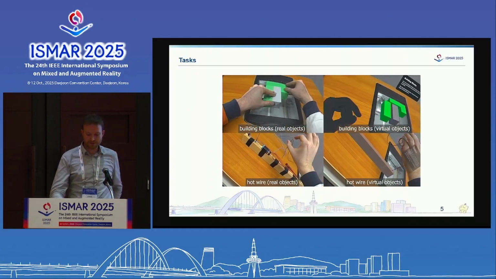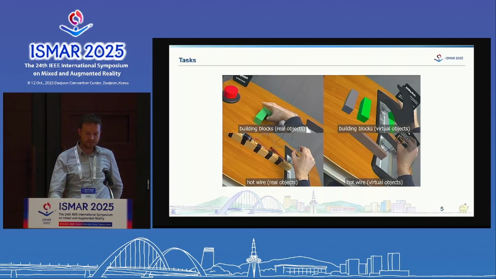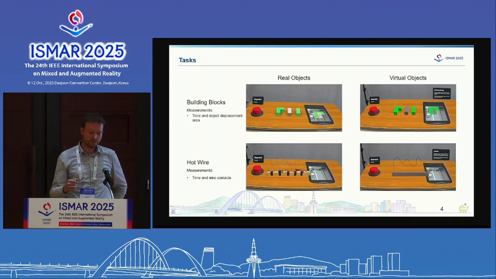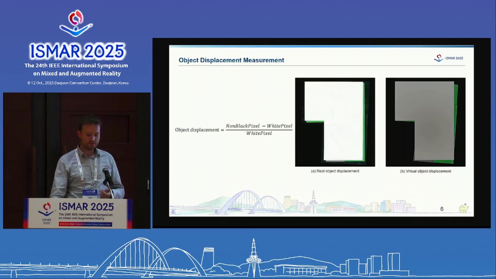and the different real and virtual objects. And as you saw in the setup, we have this scanner built into the table because for the building block task, we want to measure the displacement of the objects, how accurately the people place the targets. For the virtual case, we can just take a virtual screenshot, and for the real tasks, we took a scanner image. And here you see the target template, and then you see the green blocks that we then use to calculate the object displacement.